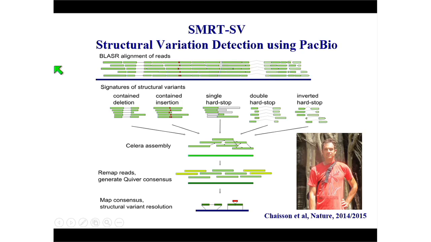So the idea was take long reads from a haploid source, map to the human reference, find the signatures of structural variation, grab those reads, do a local assembly, error correct with QUIVER, so now that we have high accuracy, and then map out the breakpoints of structural variation. So this is what we did, and I'll just summarize the results.